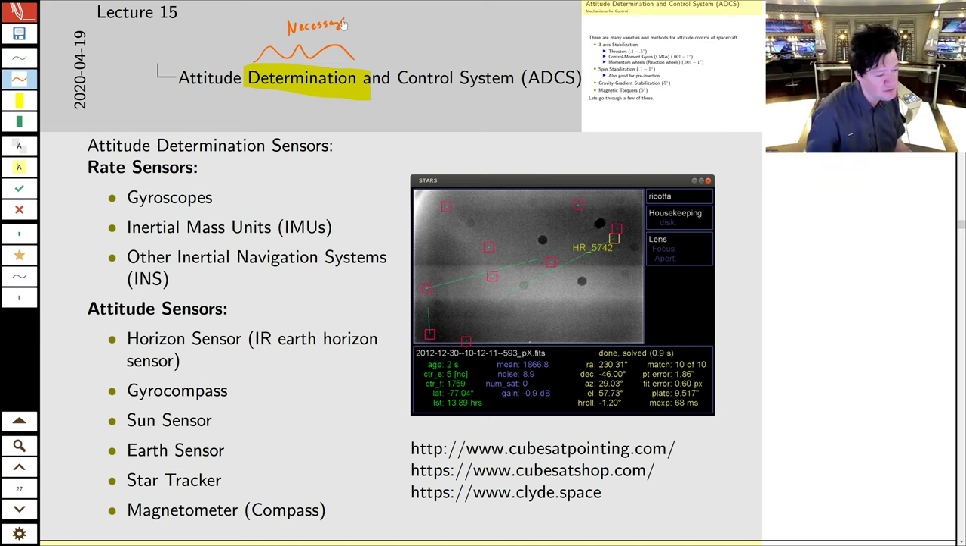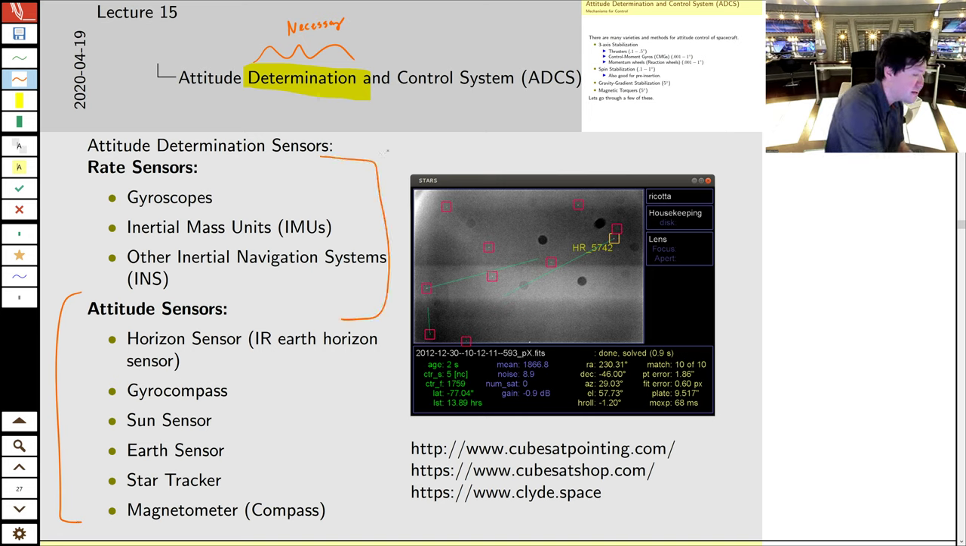Aircraft typically use gyros and GPS, and there are lots of options for terrestrial orientation, but fewer options in space. So let's go through a few of these. I'm going to focus on these attitude sensors. Another option, which is less used in space, is rate sensors. This is primarily the aero people, the airplane people, who want to know how fast your aircraft is rotating and things like that. It's less critical in space. Aero people are interested in gyroscopes, IMUs and inertial navigation systems, which combine IMUs with other things. In space, we'll focus on attitude sensors, but I'll make a couple of mentions.